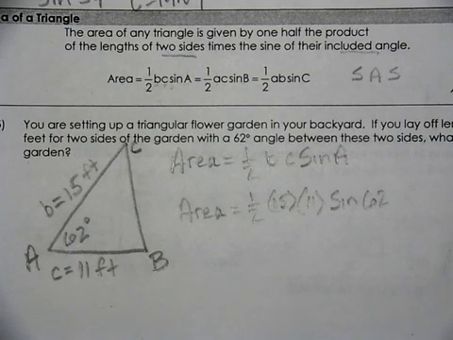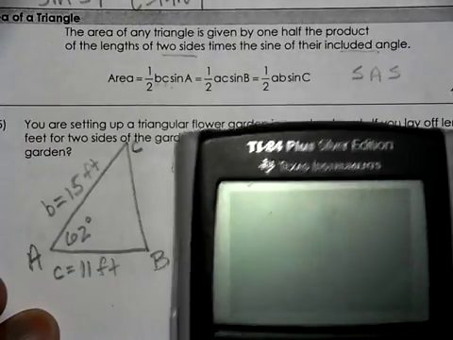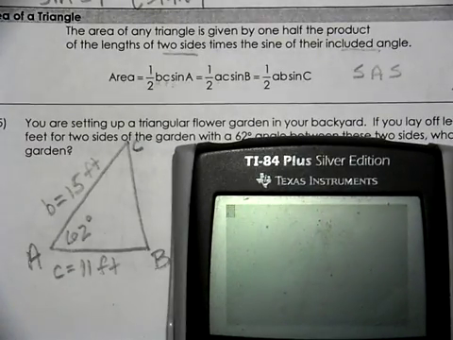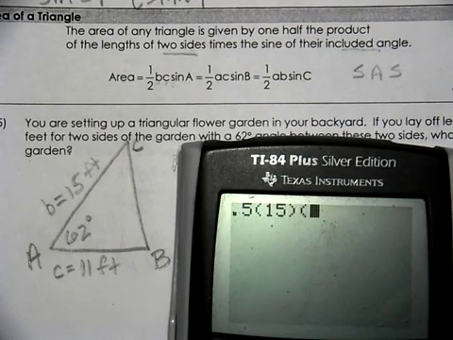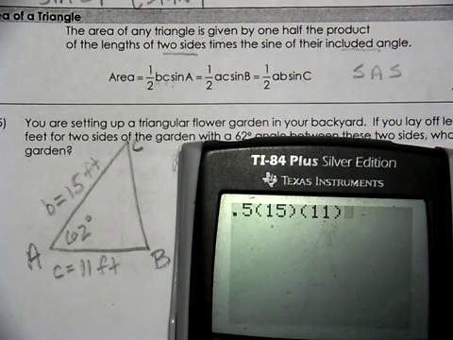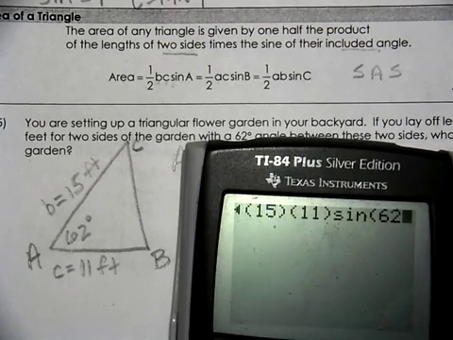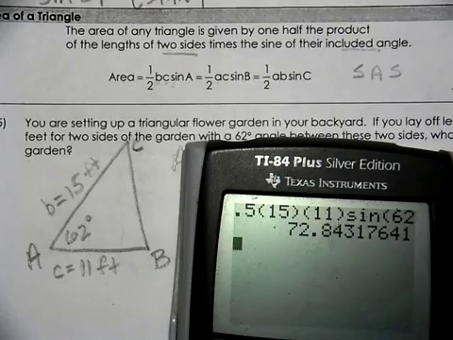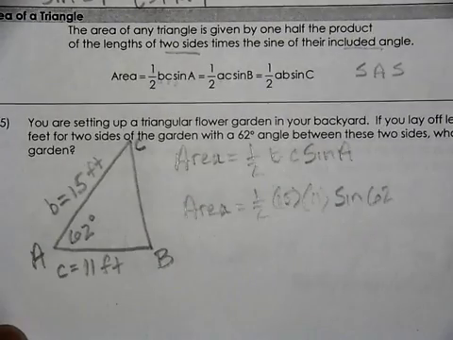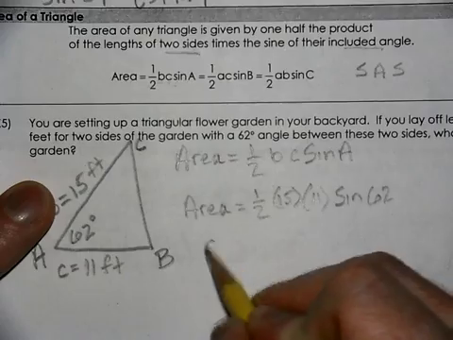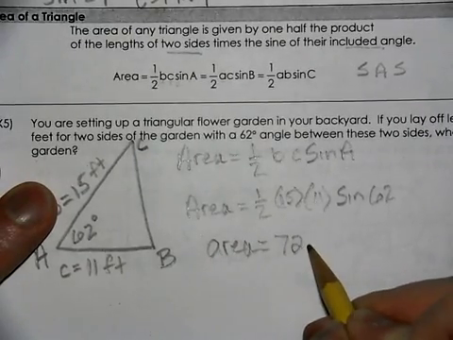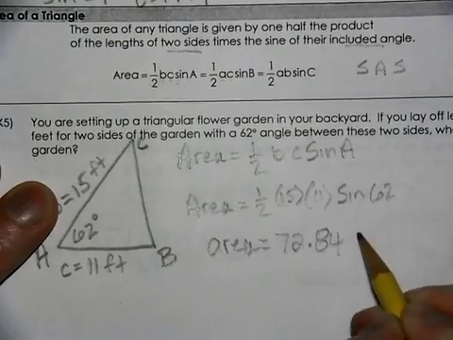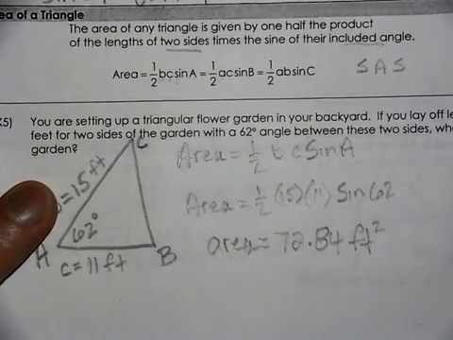So using our calculator, we'll say half of 15 times 11 times the sine of 62. Comes out to 72.84. So the area is 72.84 feet squared.